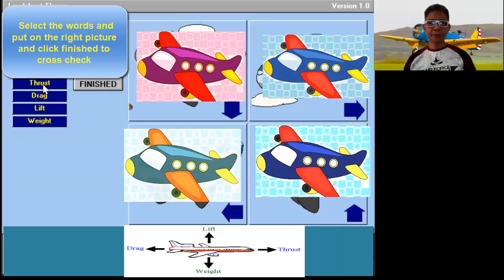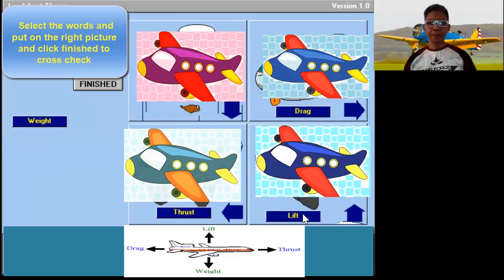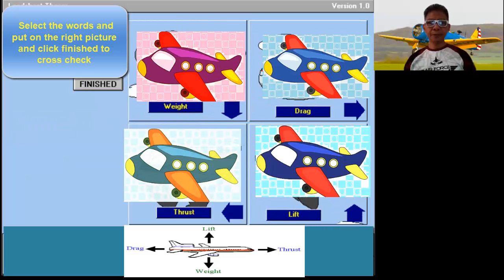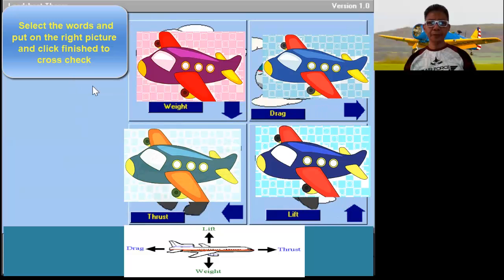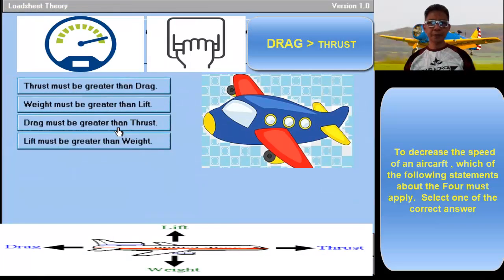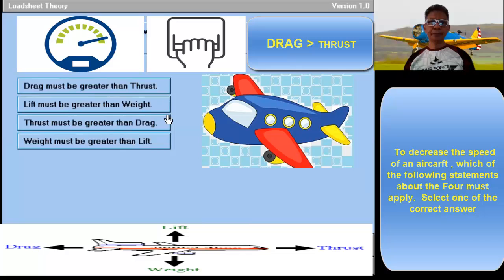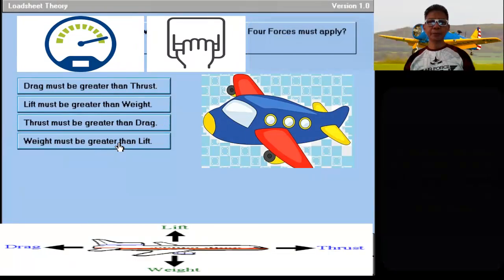So this one is thrust, drag, lift, and weight. Drag must be greater than thrust to decrease the speed. To descend, weight must be greater than lift.